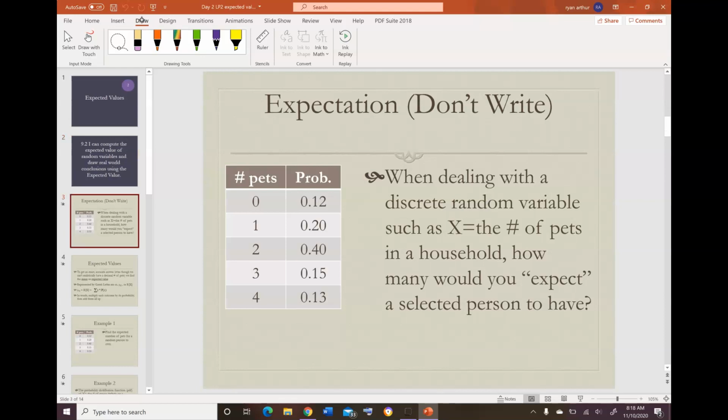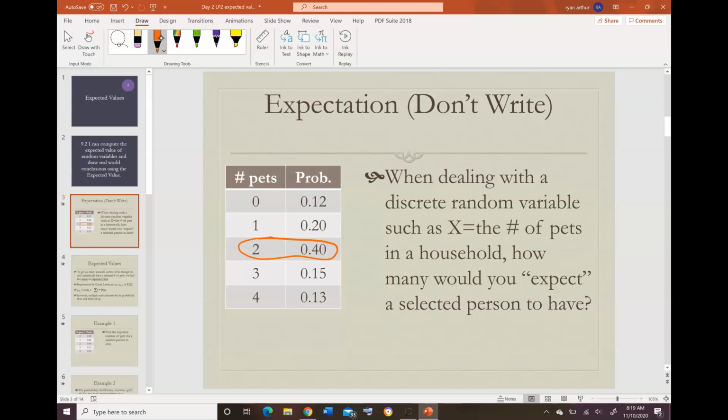So when dealing with discrete random variables, such as this one, the number of pets in a household, I want to know how many you would expect a selected person to have. Just by looking at this chart, what do you expect a random person to have? When you're looking at probability, the higher the probability, the better chance of it happening, right? So if you look at this, I would see that having 2 pets is a 40% chance. So my educated guess is that the random person would have 2 pets, because there's a 40% chance of it. That would be my logical expected value.